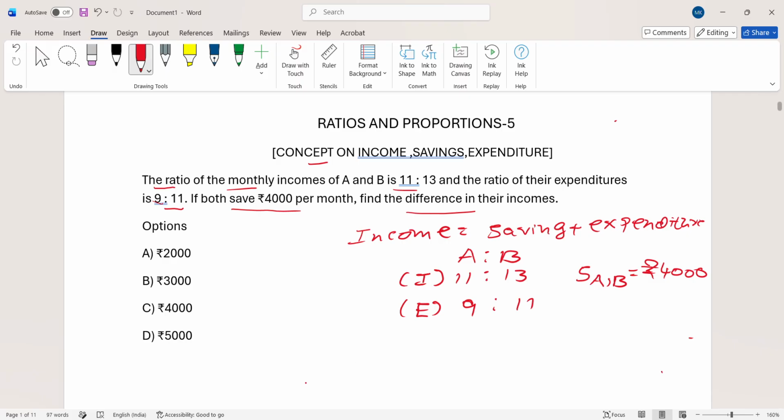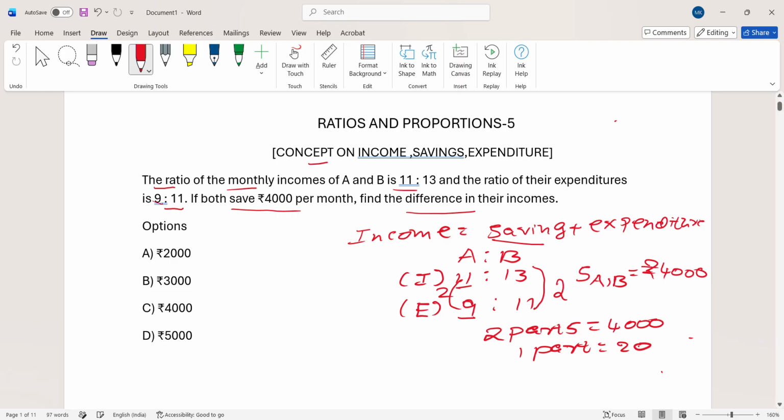From the given savings, can we know the savings formula? Income is equal to savings plus expenditure. That means savings is equal to income minus expenditure. Here we have income and we have expenditure. Tell me the parts: 13 minus 11 is two parts, 11 minus 9 is two parts. That means two parts is equal to 4,000. Can I find a single part? One part is equal to 2,000 rupees.